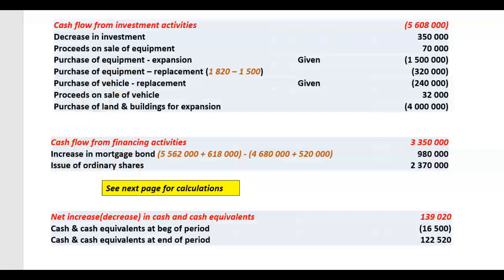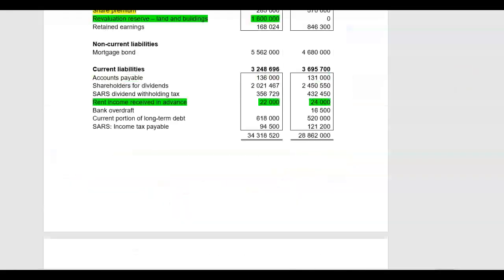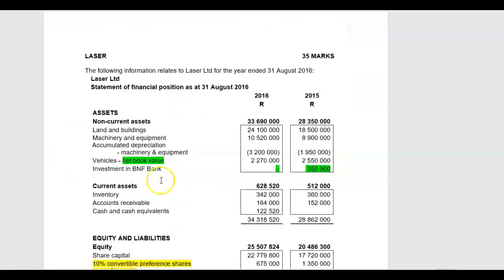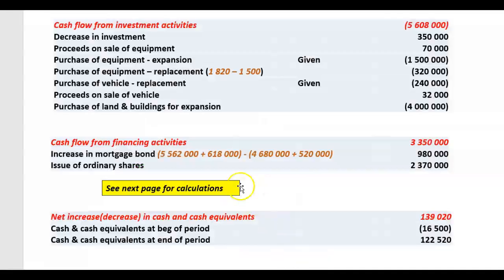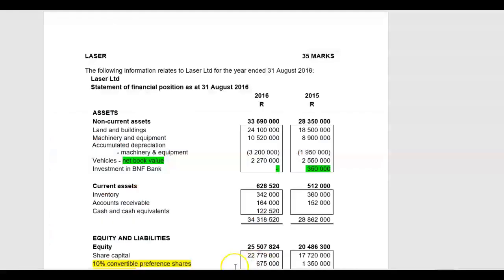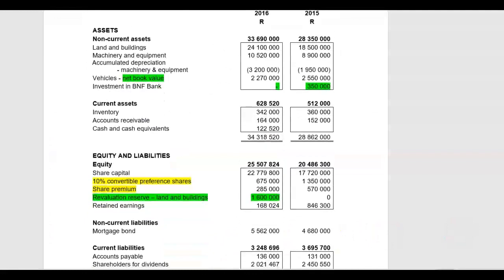Whilst we are on this thing, don't forget about our investment. So let's jot that down. Here was investment in BNF Bank. There was a reduction of 350,000 Rand. So we received our investment back. Decrease in investments, 350,000. Great. So now we've handled everything that has to do with our PPE.